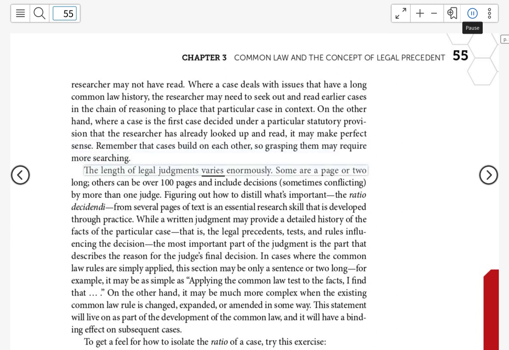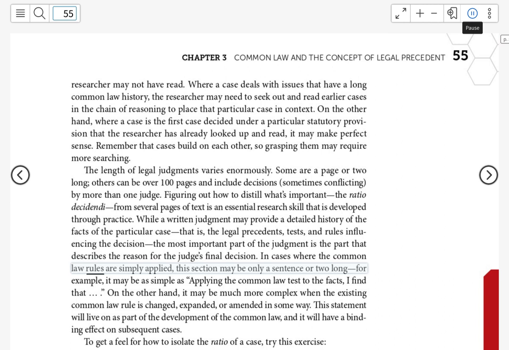The length of legal judgments varies enormously. Some are a page or two long, others can be over 100 pages and include decisions, sometimes conflicting, by more than one judge. Figuring out how to distill what's important, the ratio decidendi, from several pages of text is an essential research skill that is developed through practice. While a written judgment may provide a detailed history of the facts of the particular case, that is, the legal precedents, tests, and rules influencing the decision, the most important part of the judgment is the part that describes the reason for the judge's final decision.